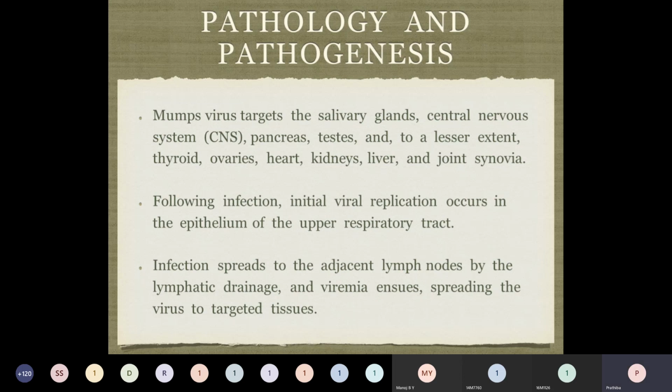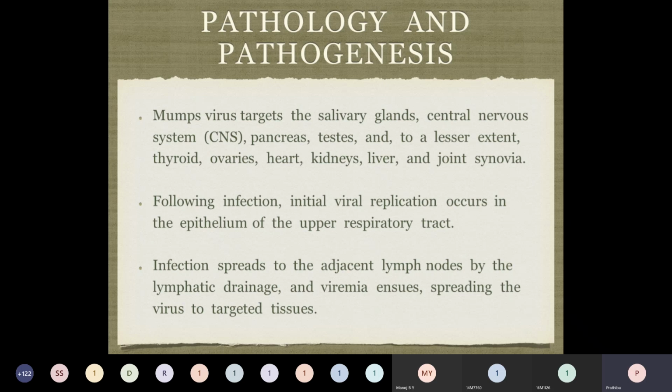What is the pathogenesis in this? The mumps virus mainly targets the salivary glands. That is why we repeatedly say parotid gland, parotid gland, parotid gland. It mainly targets the parotid salivary glands and the central nervous system, pancreas, testes, and to a lesser extent other places like the thyroid, ovaries, heart, kidneys, liver, and also the joints in the synovium.